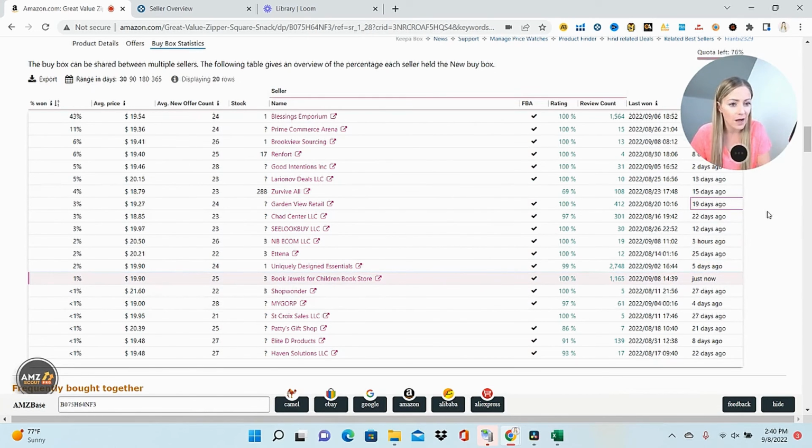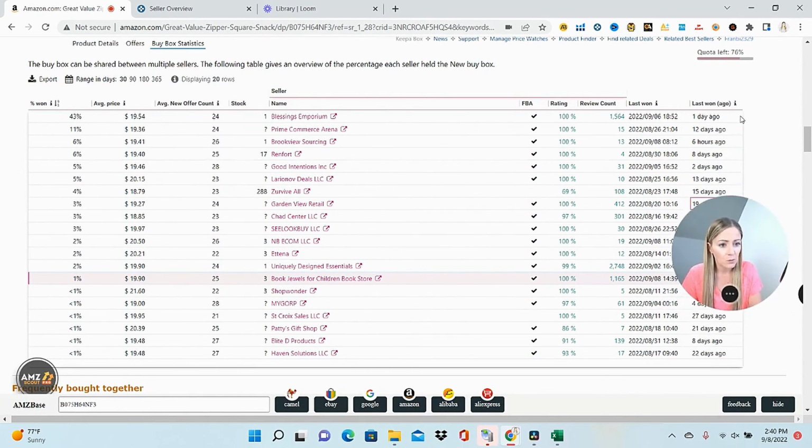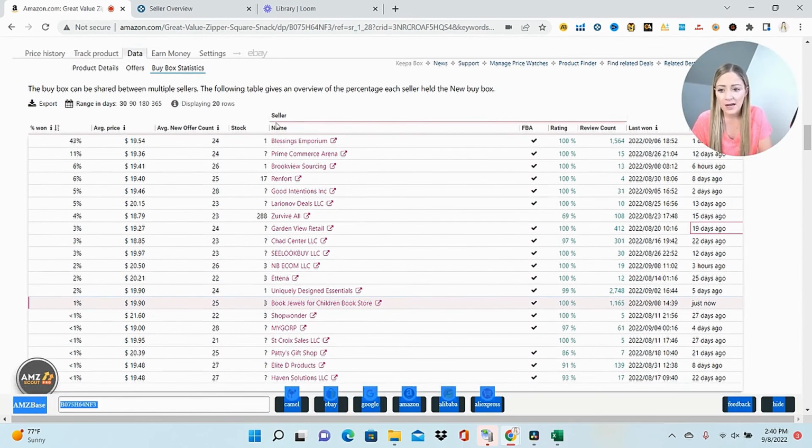They won the buy box. So right there, last one. So this top guy, his last sale was a day ago. The seller right here, they got a sale 2 days ago. Just now, the buy box went to this seller right here. So it is rotating around. It is favoring Blessings Emporium more, but it is being shared somewhat.